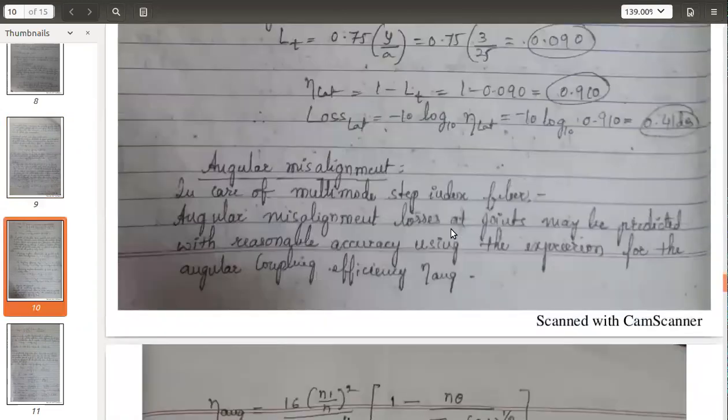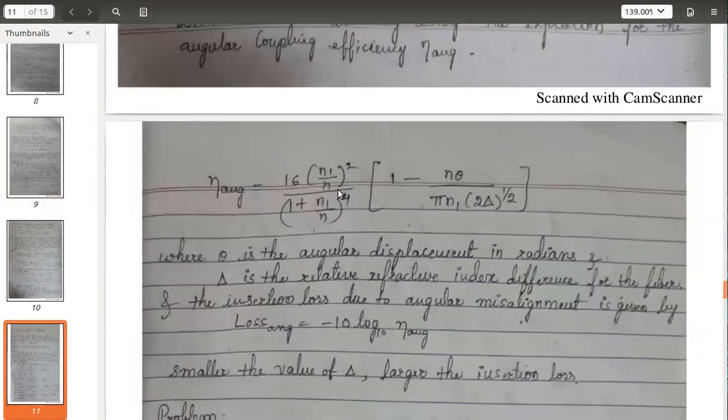You can see 16 n by n1 by n whole square divided by 1 plus n1 by n raised to 4 into bracket 1 minus n theta divided by pi n1 into root of 2 delta. This bracket value is changed. Delta is the relative refractive index difference, theta is the misalignment angle, n1 is the refractive index of the core, and n is the refractive index of the medium.